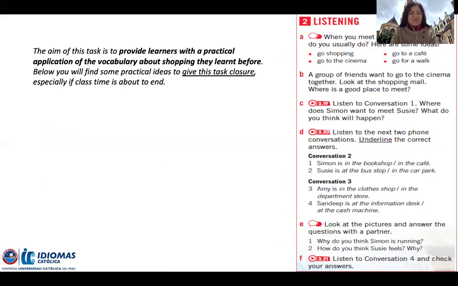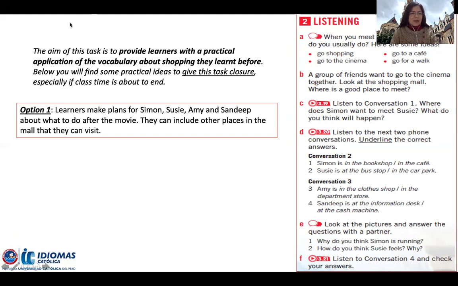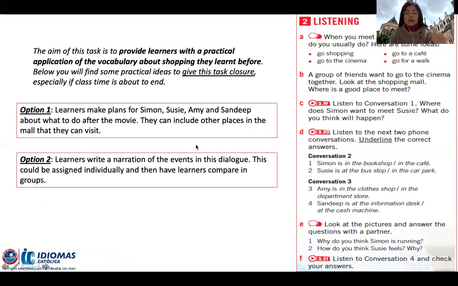Let's see ideas. Okay, let me move myself. The aim of this task is to provide learners with a practical application of the vocabulary about shopping that they learned before. How can we give this closure? Option 1, learners make plans for the people in the listening, Simon, Susie, Amy, and Sandeep, about what to do after the movie. They can include other places in the mall they can visit, individually or in pairs. They just write down ideas for plans. That's all. They can recycle simple present, or maybe they can go. Simple ideas. My objective is not to evaluate grammar here, only some lexis, okay, and listening consolidation.